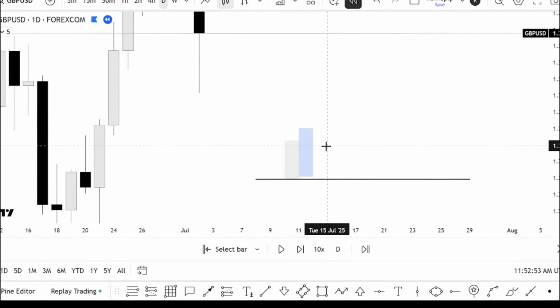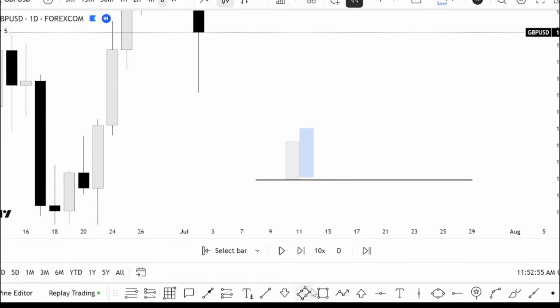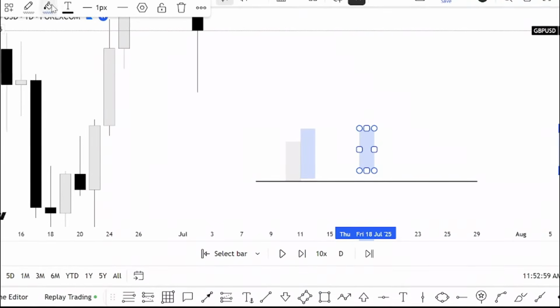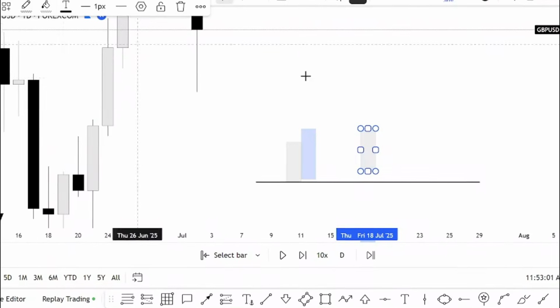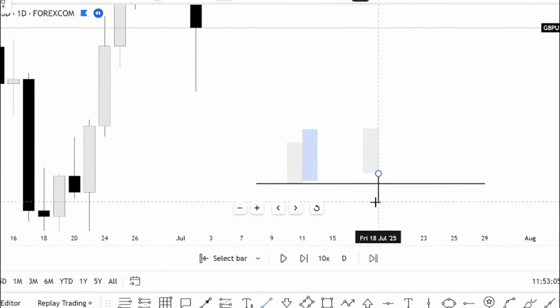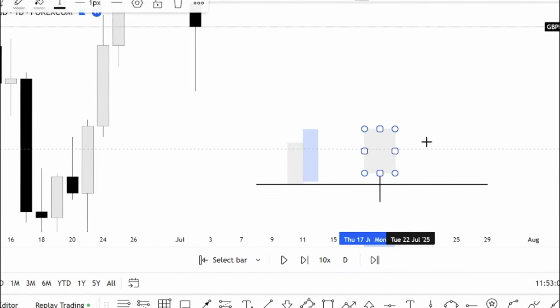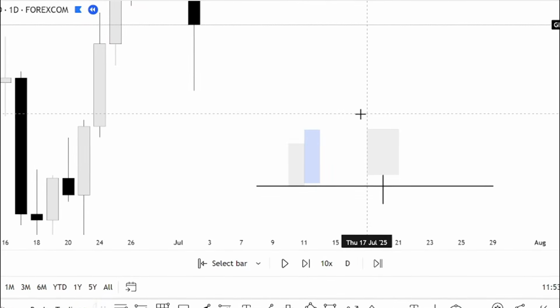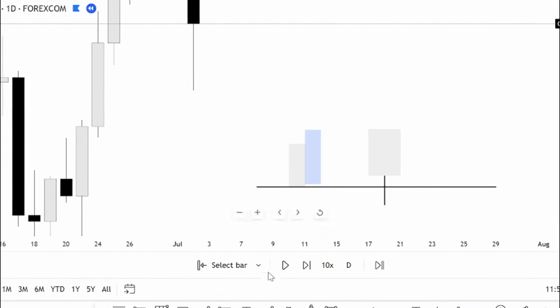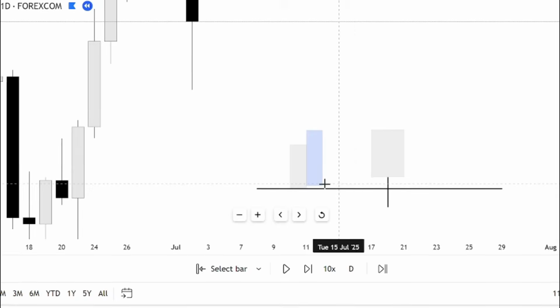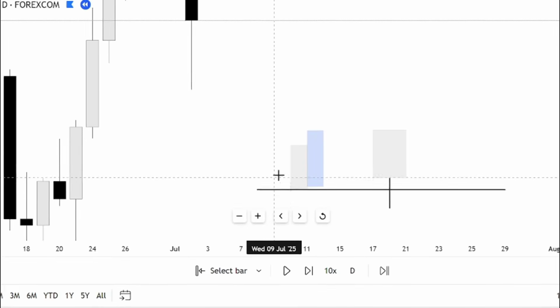So what else are we looking for? We need to see another of this kind coming down. This time around, we want to see it sweeping this low. All right, sweeping this low. So we want to see this candle sweeping this low. When this happens, this is what we call daily rejecting daily. So we have a daily level rejecting a daily support level.